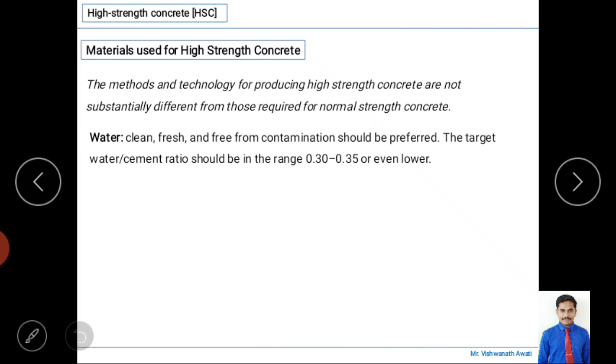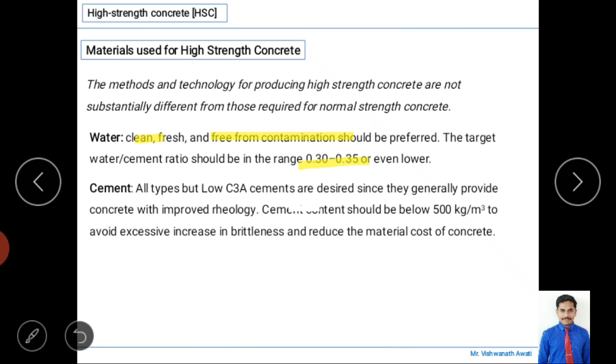So the first one is water. Water is one of the materials used to mix the different materials, right? Here water is required to be clean, fresh and free from contaminations. Then the main target of the water cement ratio is 0.3 to 0.35. So the main target is 0.3 to 0.35, even lower than that also. So that's what water will take as its main part.